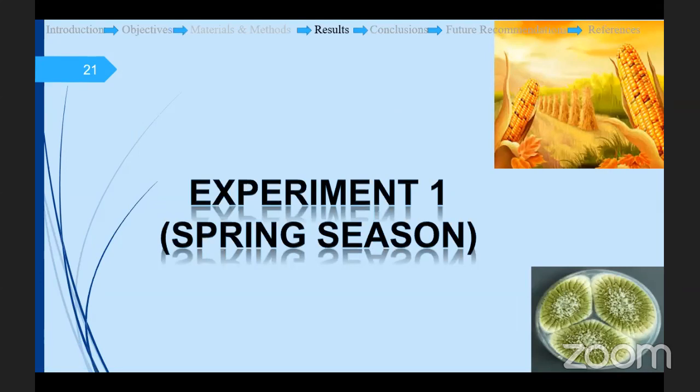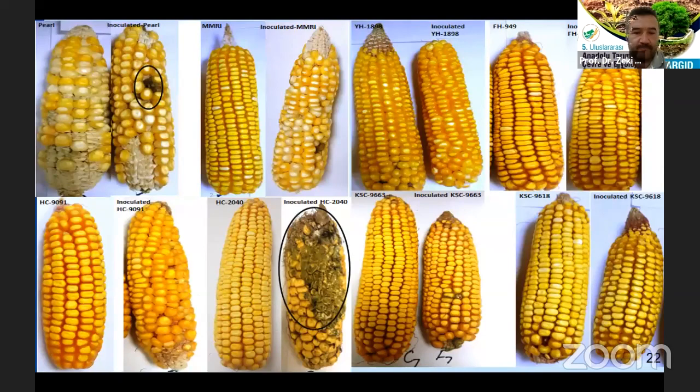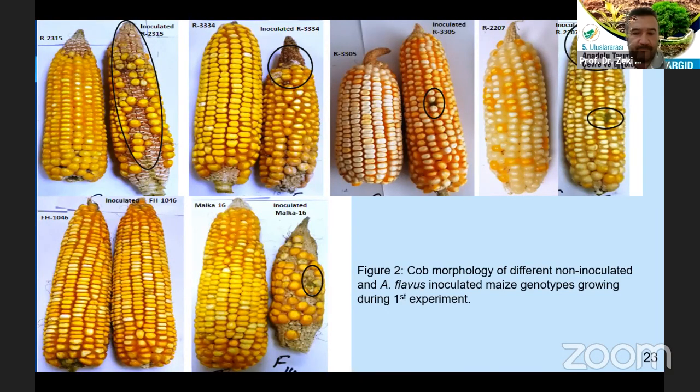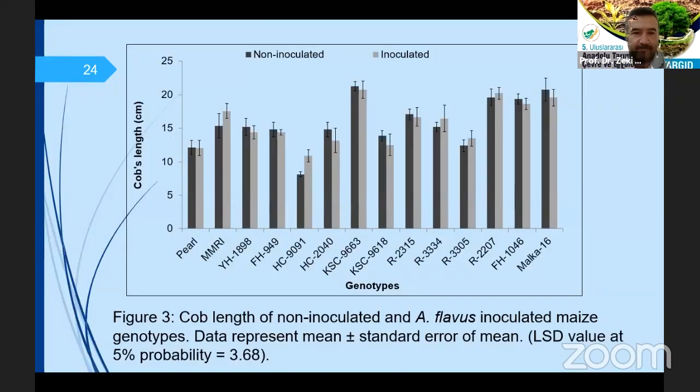Now I will discuss the results of the first experiment. Here are the maize cobs, and the black circles show the infection of Aspergillus flavus that is present among the grains and produces a high amount of aflatoxins at the time of storage.